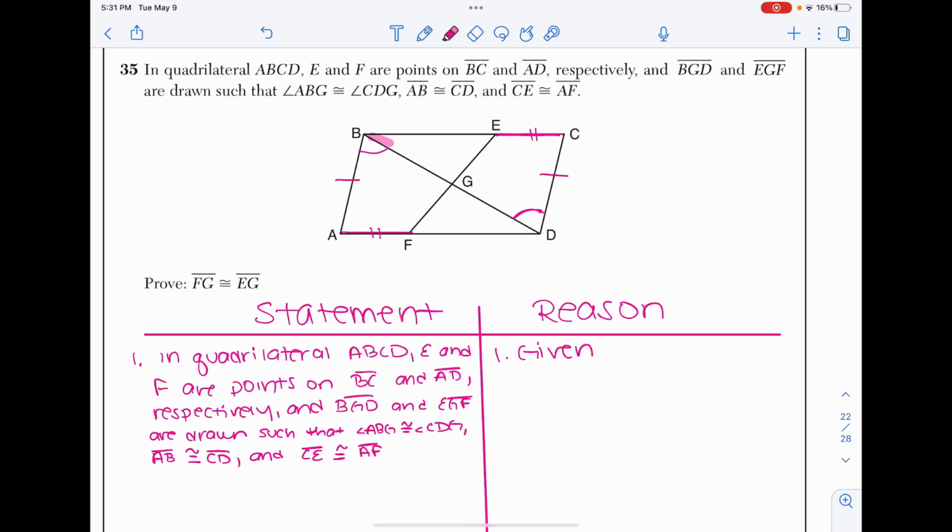So what I notice here are these two triangles in the middle of the picture, and FG and EG are two sides of them, and they're two corresponding sides. So these are my goals, thinking about this before I actually write the proof. I want to get triangle BGE to be congruent to triangle DGF, because if I get that those are congruent, then FG is going to be congruent to EG by CPCTC. Okay, so our goal: get those two triangles to be congruent to one another.